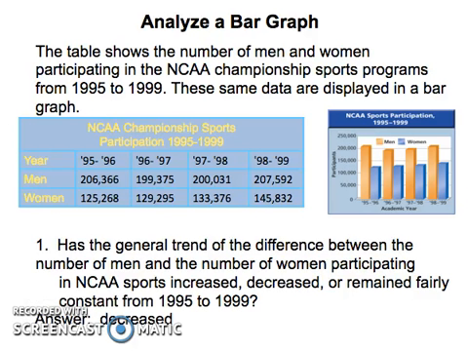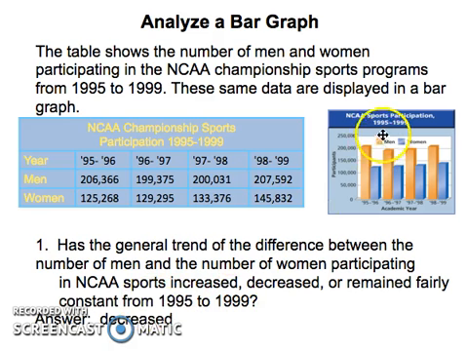All right, looking at some examples. The table shows the number of men and women participating in the NCAA championship sports programs from 1995 to 1999. You also have this data in a graph. So your question is, oops, sorry about that. Your question is, has the general trend of the difference between the number of men and the number of women participating in NCAA sports increased, decreased, or remained fairly constant?